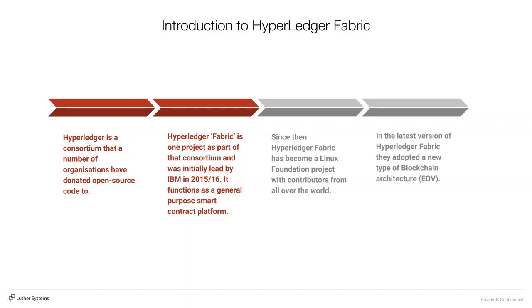And this was around very late 2015 or very early 2016. Since then, HyperLedger Fabric has become a Linux Foundation project, with contributors all over the world, from not just IBM, but other large companies like Fujitsu, London Stock Exchange Group, State Street Bank, and of course an assortment of startups. So it's got a huge amount of development and interest globally building on top of this project.